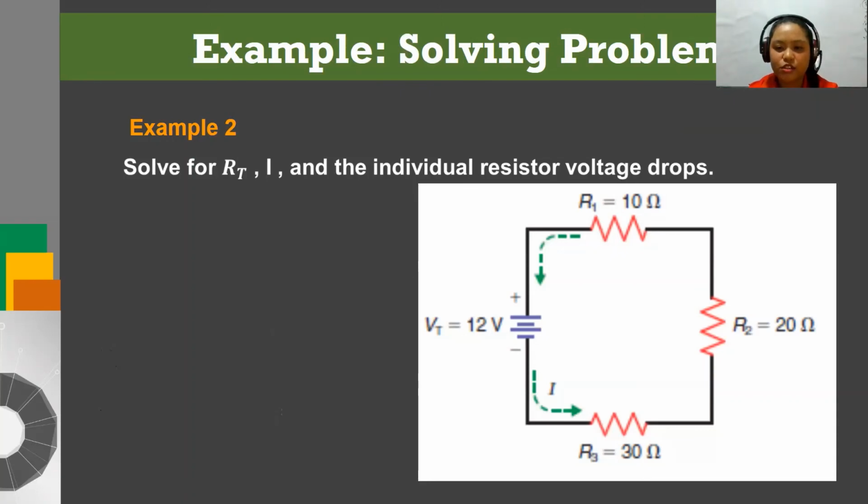Next example we have here: solve the total resistance, the current, and the individual resistor voltage drops. So we have here the circuit. We have the total voltage of 12 volts, R1 of 10 ohms, R2 is equal to 20 ohms, and R3 is equal to 30 ohms.